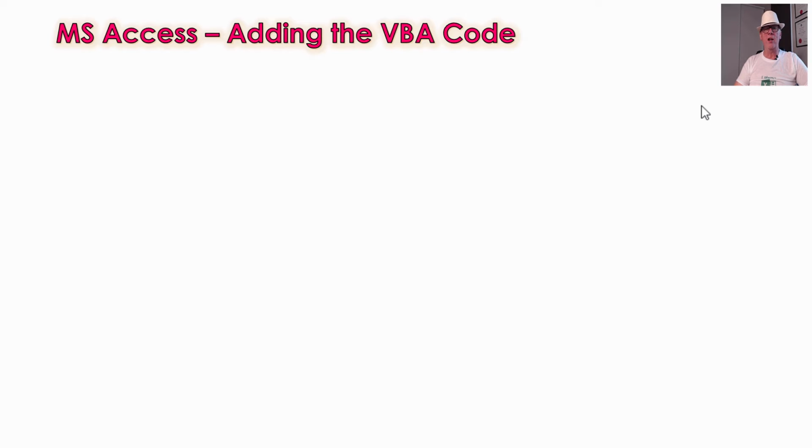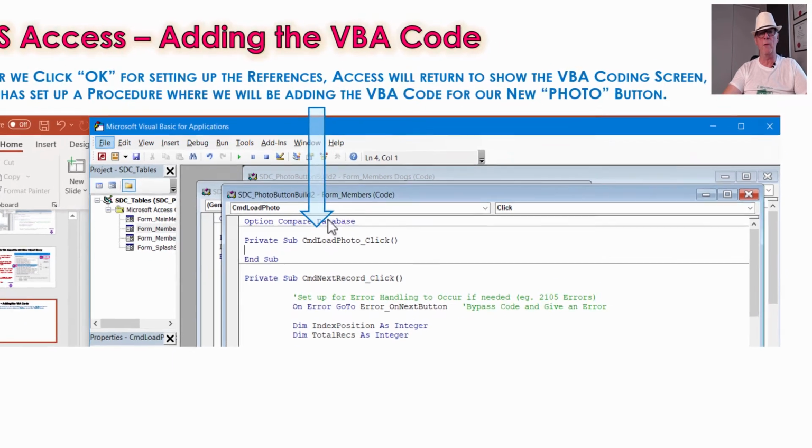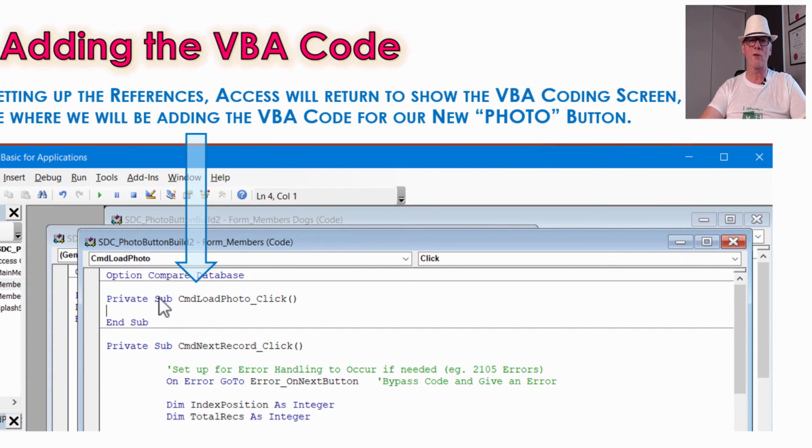So adding the VBA code, this is the magic behind the scenes that's going to make the photo button work. So after we click OK for setting up references, Access will come back to this VBA coding screen. And because originally we were on the photo button when we went into all of this, Access has already set up the subroutine where we can put some code that's going to do some things when the photo button's clicked. So remember we named it CMD load photo. So it's very important you named it that, because that's what it's called here in the code as well.